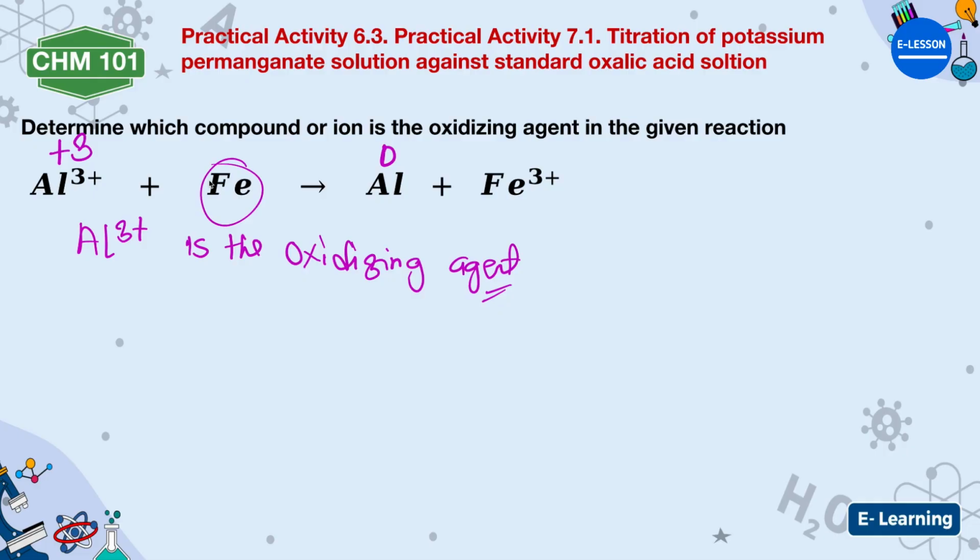First premise you establish is this: the oxidizing agent is the one that is reduced. So you are going to look at the equation. Anyone that is reduced is the oxidizing agent, and in this case, it is what? Aluminium. Why iron is being oxidized? Is that okay? So iron is the reducing agent. So that is that for that question.